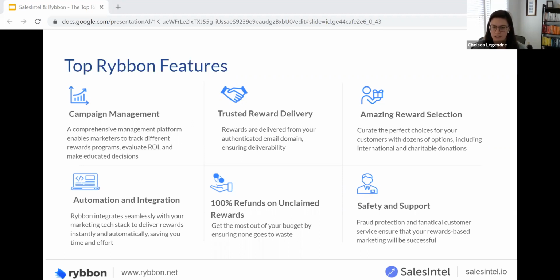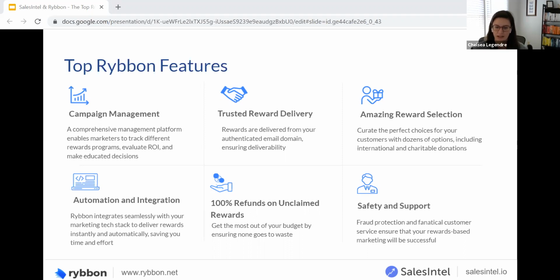Automation and integration is extremely important to ensure that your customers don't have to wait for their rewards and you're not spending too much time focusing on reward management, or as Raj said, the admin work rather than other priorities. And one of our best tips is that you will actually receive a 100% refund on any reward that goes unclaimed. This helps make sure that your budget is not going to waste. You can actually put that back towards your ABM program and make the most of every dollar spent.